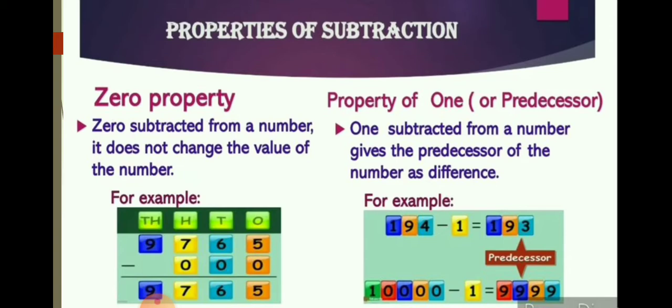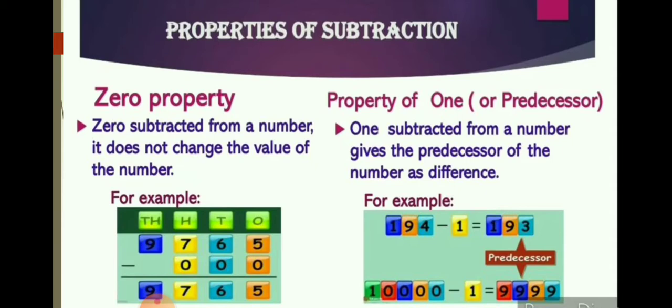Now properties of subtraction. So zero property: 0 subtracted from a number does not change the value of the number. You can see from the example that when 0 is subtracted from 9765, it gives the number itself, 9765. So whenever we subtract 0 from any number, it gives the number itself, that is, it does not change the value of the number.